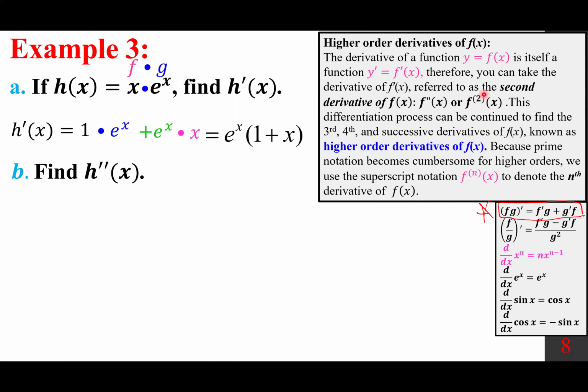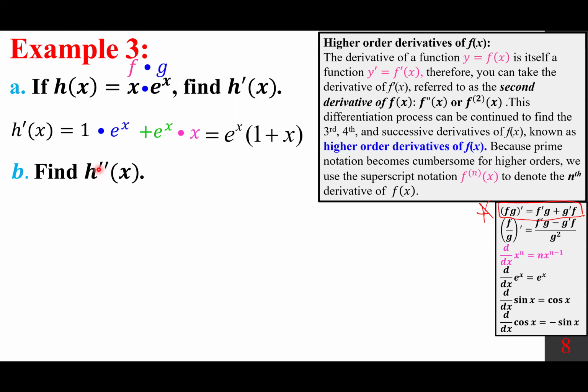It's important it's not the exponent of x. This differentiation process can be continued to find the third, fourth, and successive derivatives of f of x, known as higher order derivatives of f of x. Because prime notation becomes cumbersome for higher orders, we use the superscript notation f, and then in parentheses n, of x to denote the nth derivative of f of x. In other words, I can say f prime, f double prime, f triple prime, and then it becomes awkward. So that's why we use that for higher orders.